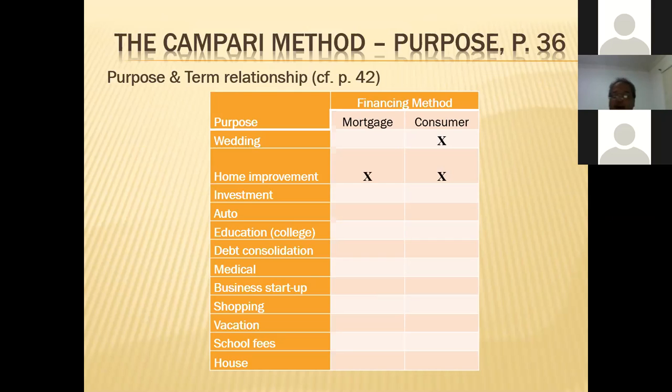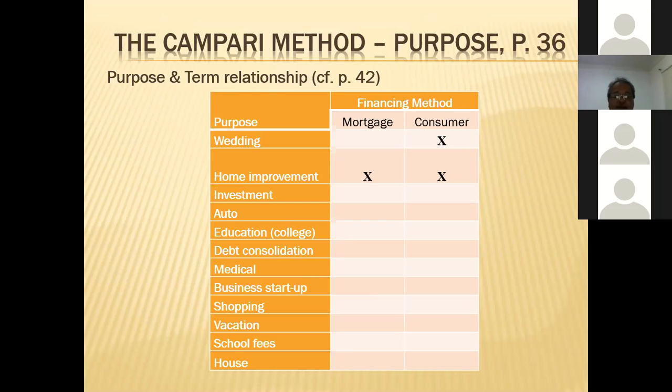Okay. So, what about investment? I would say consumer. Okay. Now, I deliberately didn't put what type of investment here, but just for our discussion, investment could be if someone wants to invest in stocks, shares, bonds, government treasury bills, or mutual funds. An investment could also be a business. It could be a duplex, triplex, an investment property.